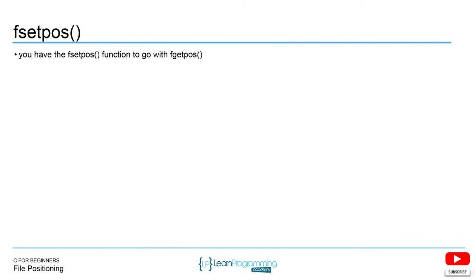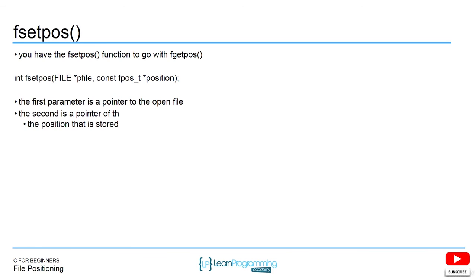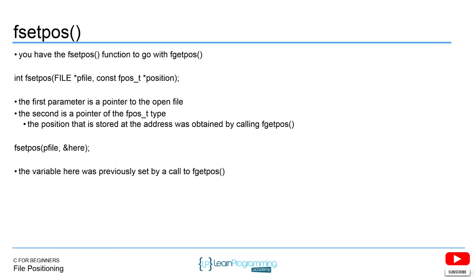fsetpos is also like fseek, but fsetpos is a little more complicated. With fsetpos, the first parameter is a pointer to the open file. The second parameter is a pointer of the fpos_t type. The position stored at that address was obtained by a previous call to fgetpos. So fsetpos has your file pointer and then your actual variable, and the variable here was previously set by a call to fgetpos. Again, you're going to use fsetpos and fgetpos together.